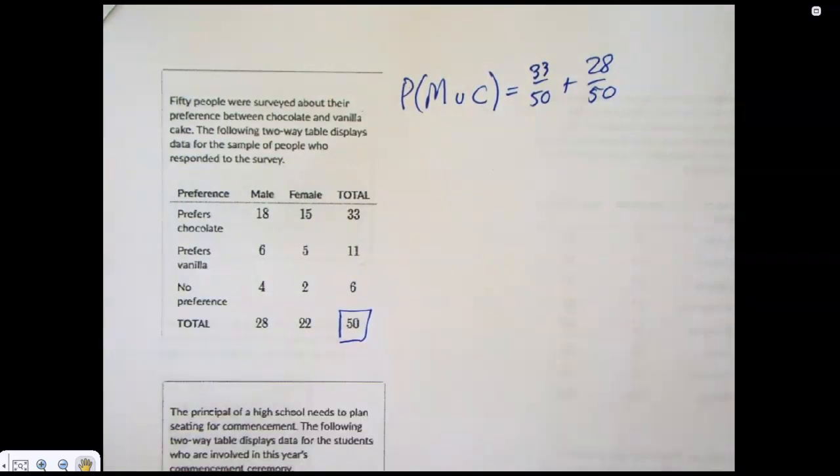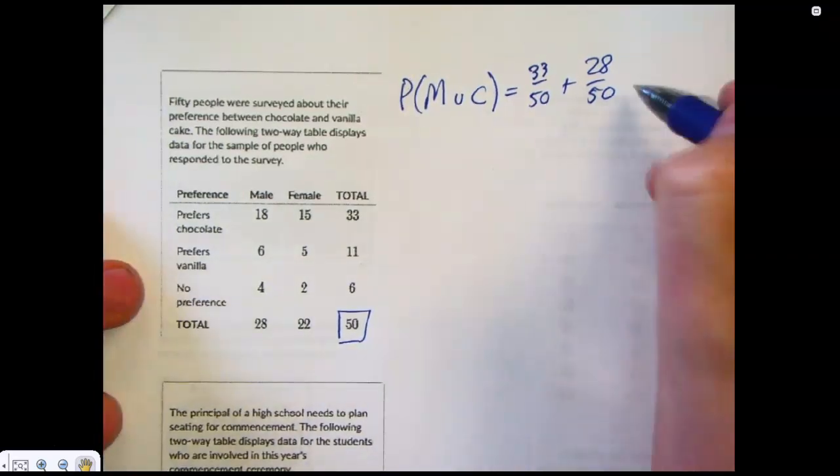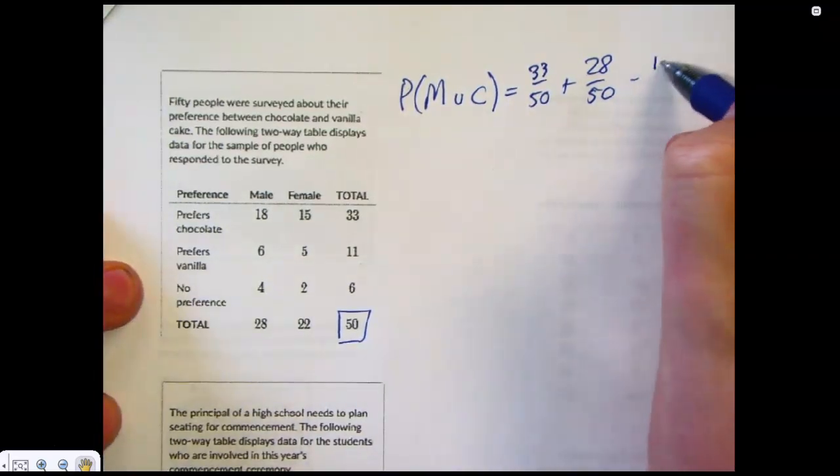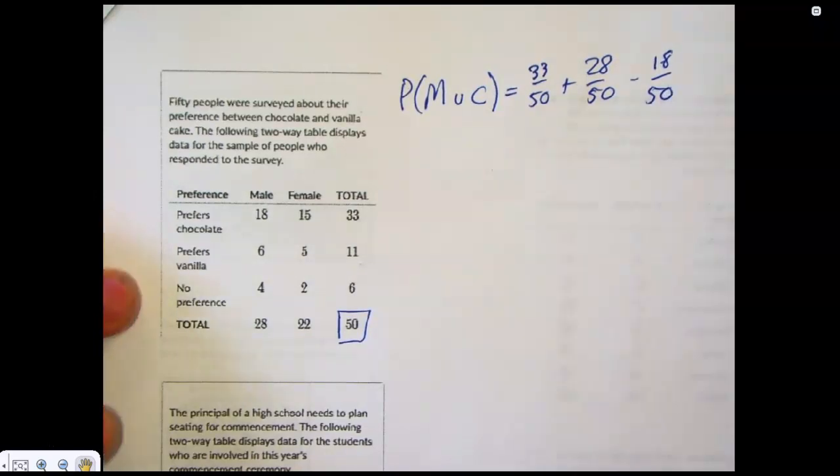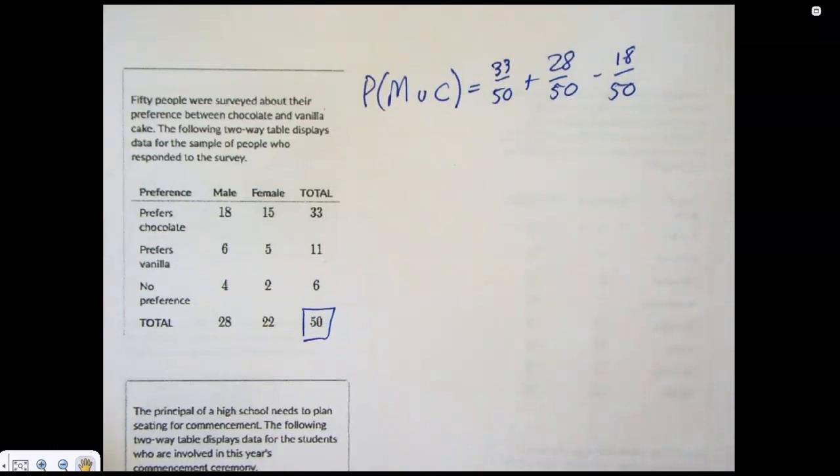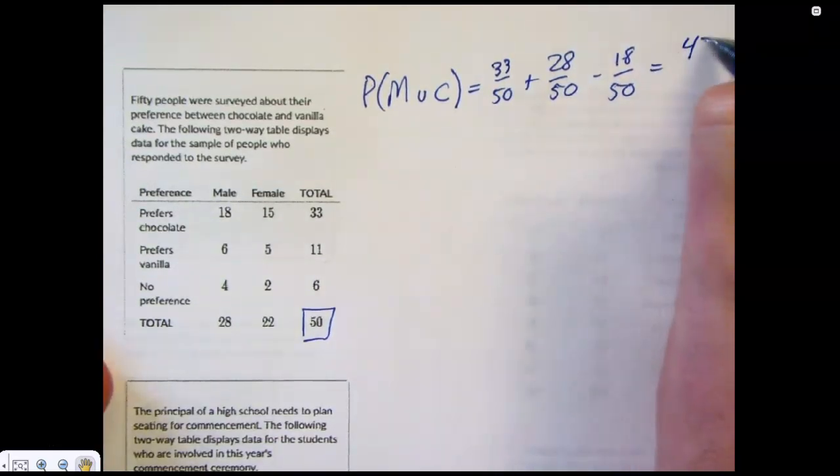And hopefully this is a good example of why you have to subtract it out, because right now we're at like 120% or something. That doesn't make any sense. Minus the overlap. So I need to subtract out the 18, because those got counted in both slots. So now I get a much more reasonable answer, which is 43.